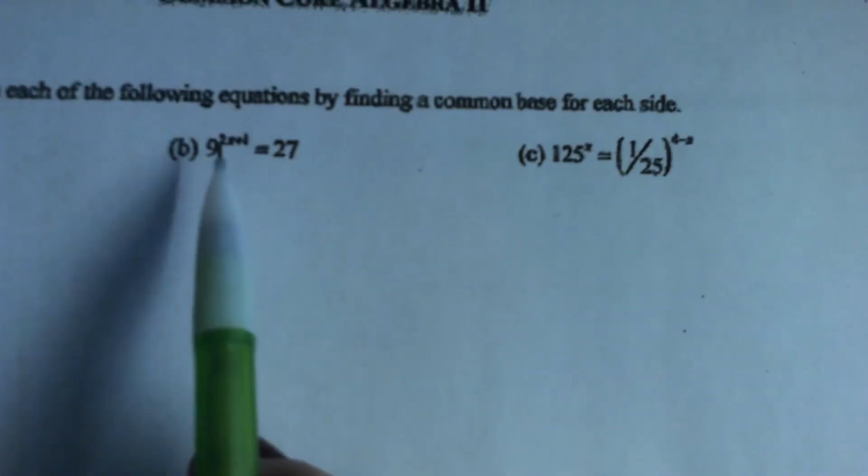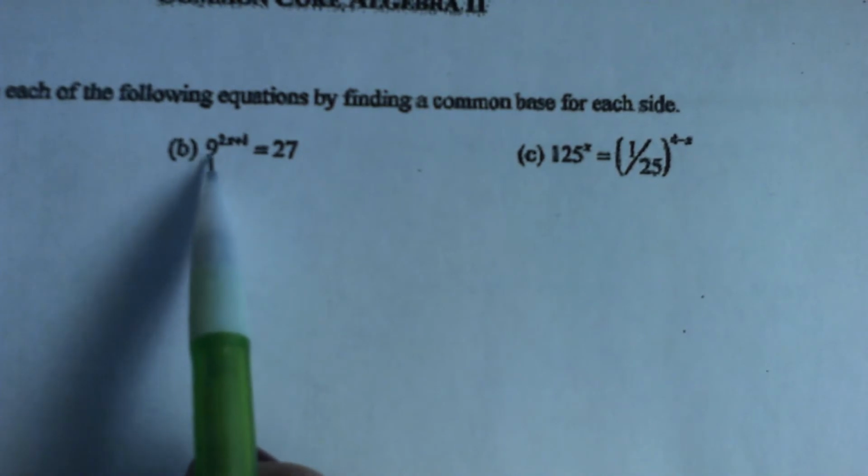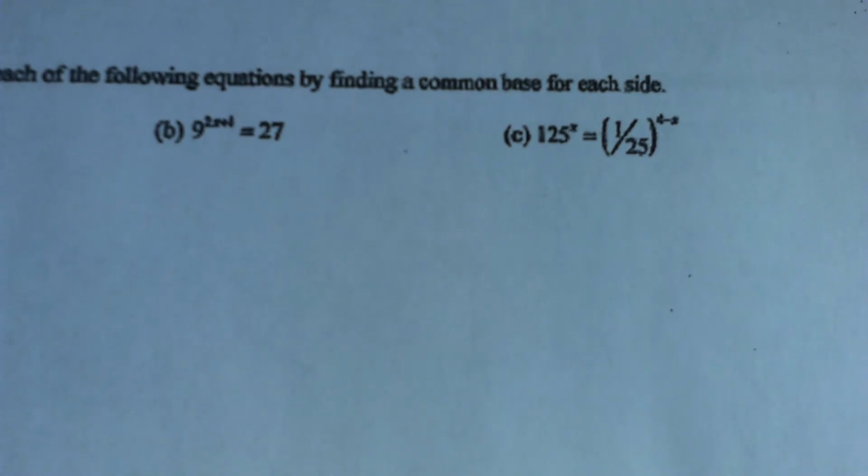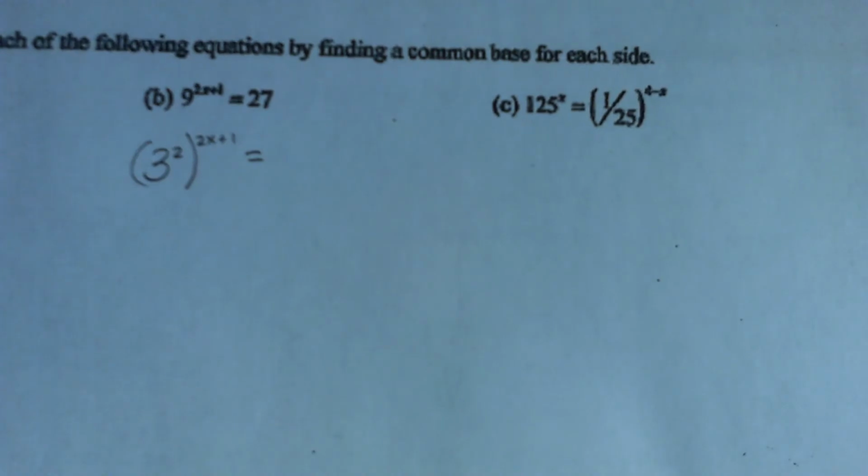How can I rewrite 9, Angie? Something that has a different base. What to what power gives me 9? 3 squared. So 9 replaces with 3 squared, and we still have a 2x plus 1 exponent. And Morgan, 27 is what? What to what power?